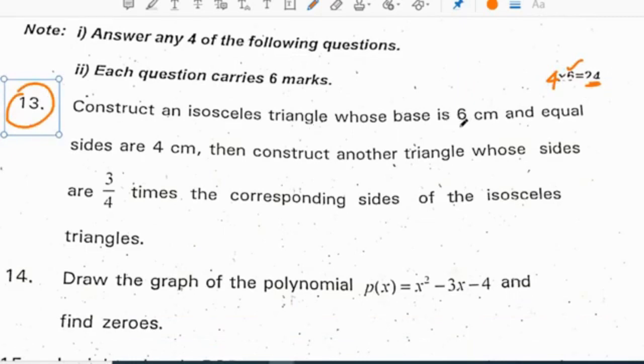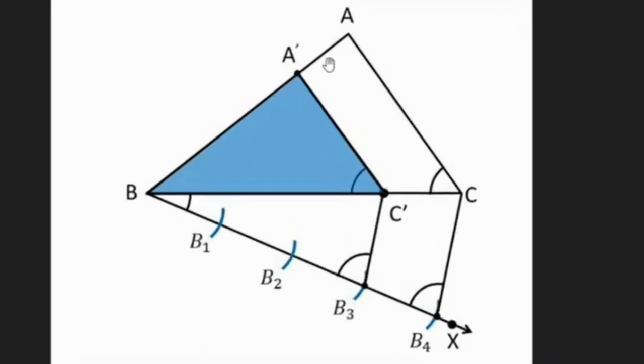Construct an isosceles triangle whose base is 6 centimeters and equal sides are 4 centimeters. Then construct another triangle whose sides are 3/4 times of corresponding sides of the isosceles triangle. The construction looks like this. First, we need to draw a triangle with the given measurements. So 3/4 means the triangle will be inside of the given triangle ABC.